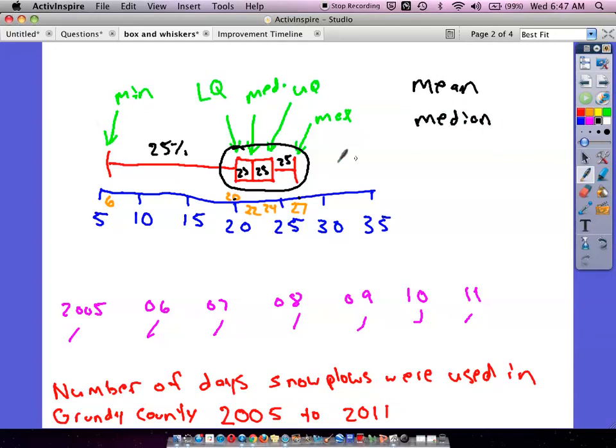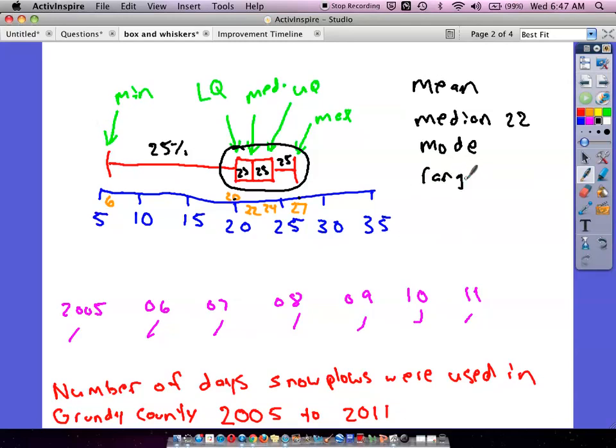We can find that because it says right here, it's the middle line in our graph. That's 22. Let's see, the mode. We cannot find the mode because we don't know what all these numbers are. If we knew what they were, we could find the mode.